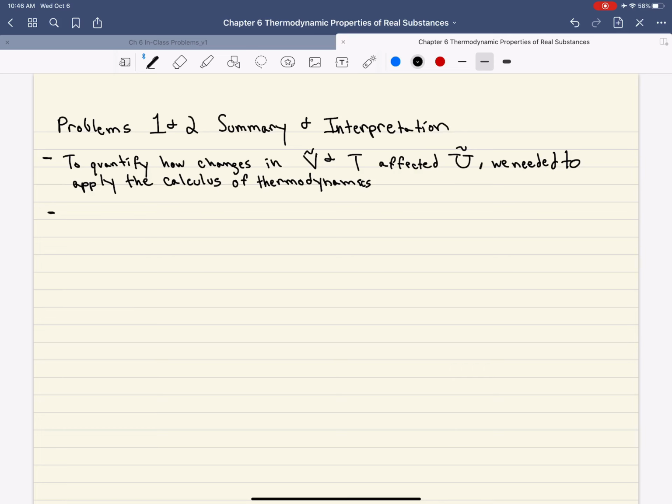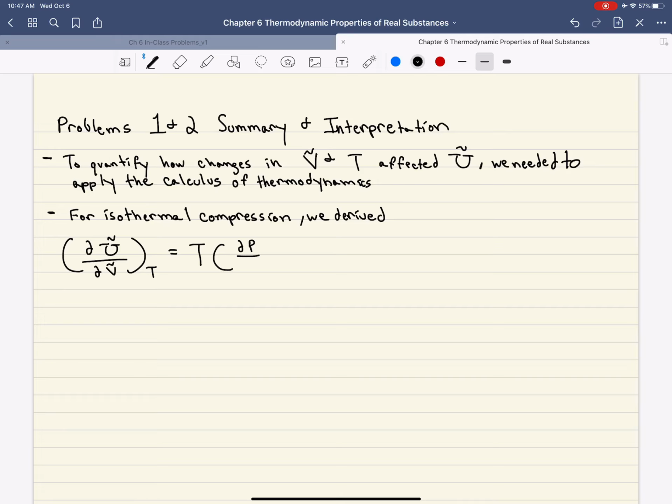And we saw that when we were dealing with a closed system that underwent isothermal compression, we derived that the change in internal energy, or the partial derivative of internal energy with respect to volume at constant temperature, was equal to this relationship, which is expressed only in terms of pressure, volume, and temperature. So, things that we can measure.